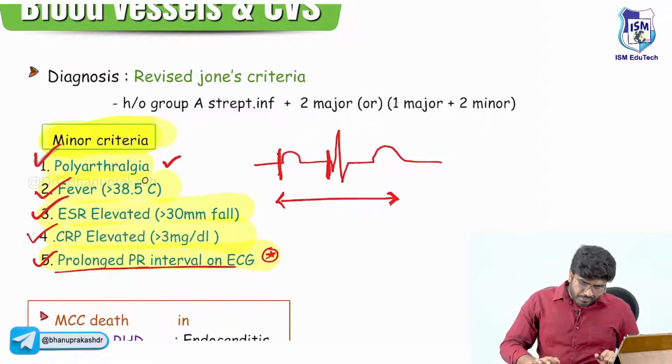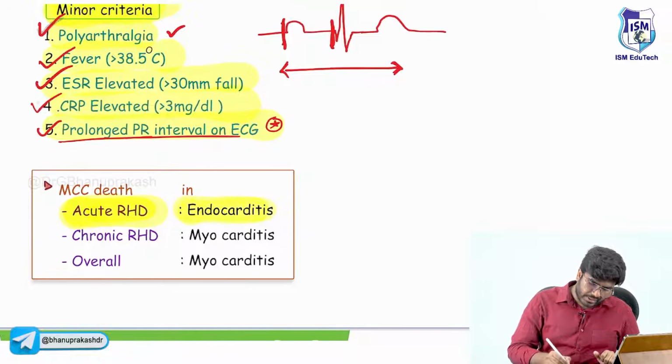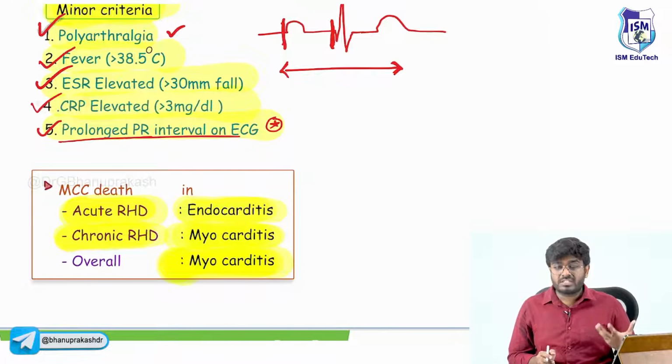Now, what is the most common cause of death? The most common cause of death in acute rheumatic heart disease is endocarditis, and in chronic rheumatic heart disease it is myocarditis. Overall, the most common cause of death is myocarditis, which I have explained to you. It will cause congestive heart failure and it can kill the patient.